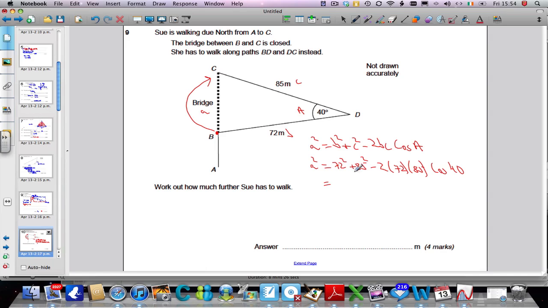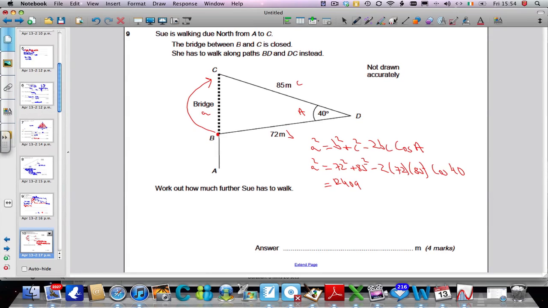Let's do this little bit first. 72 squared plus 85 squared is 12,409. Let's just tidy that up a little bit. 12,409.